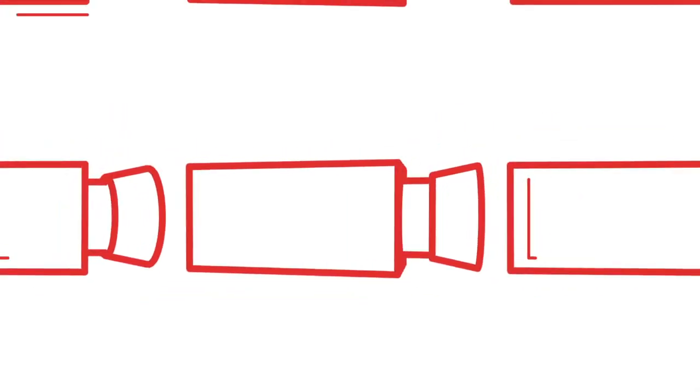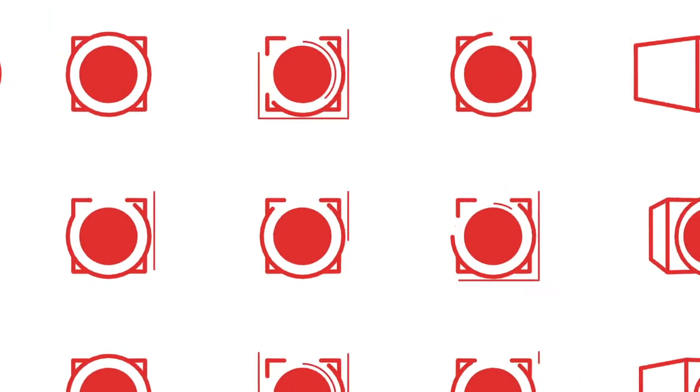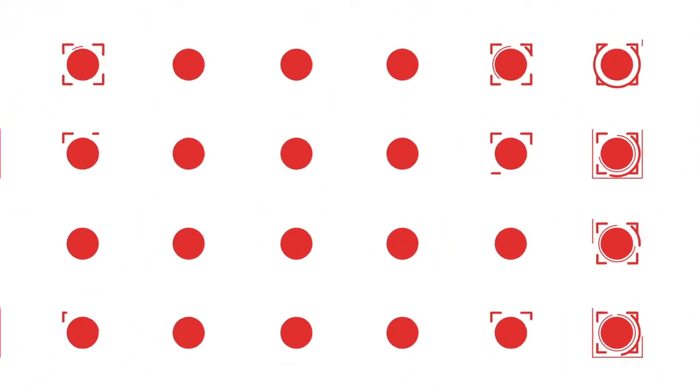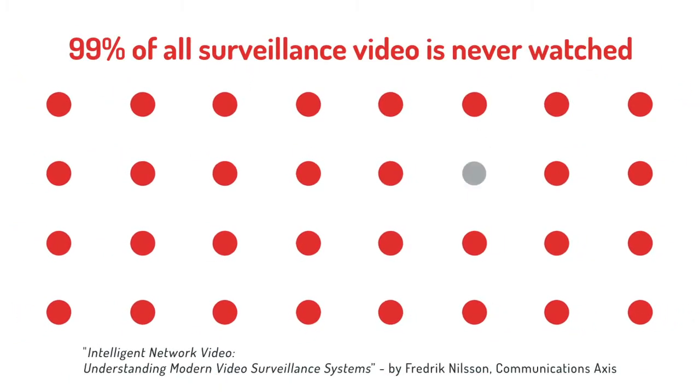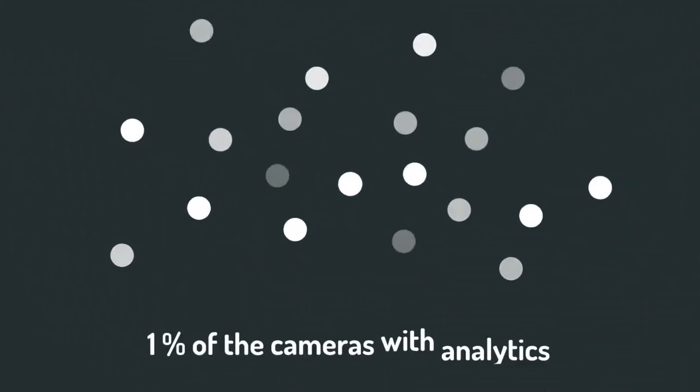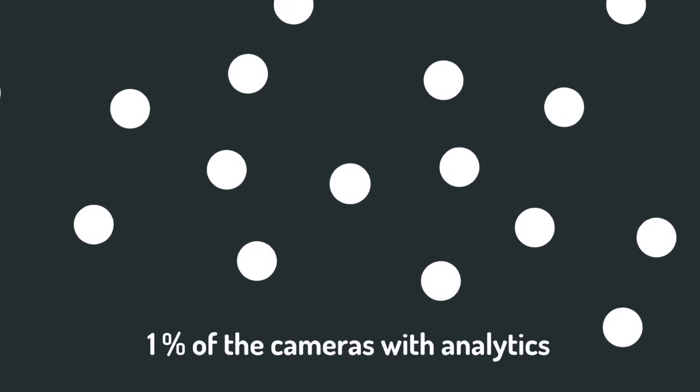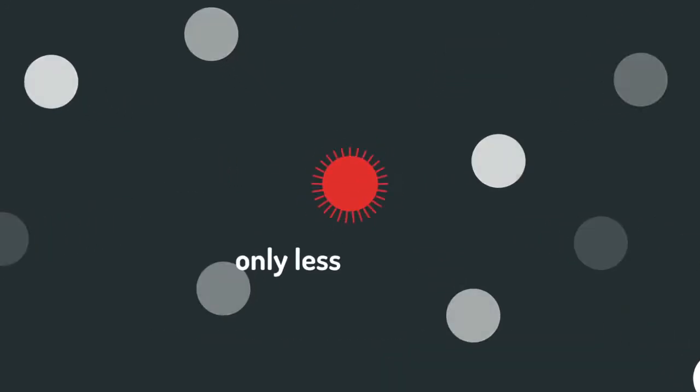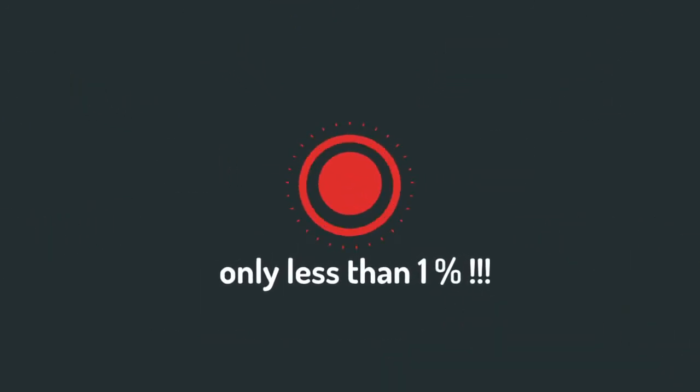Today, millions of surveillance cameras are deployed with little to no analytics, making it impossible to monitor them for real-time events. This means more than 99% of all surveillance video is never watched by anyone. Out of the 1% of the cameras with analytics, an even smaller percentage of events can be detected. True effectiveness is hence only less than 1%.